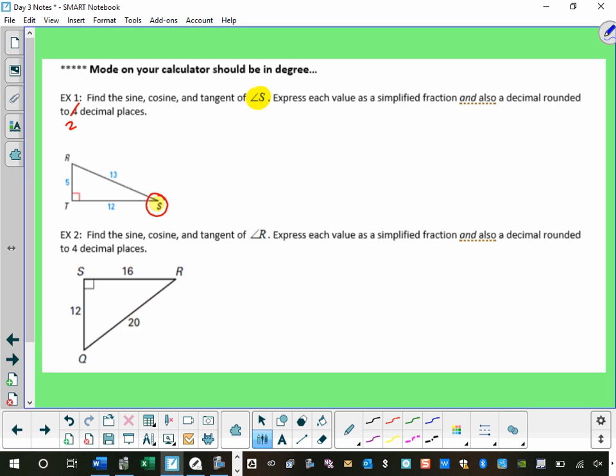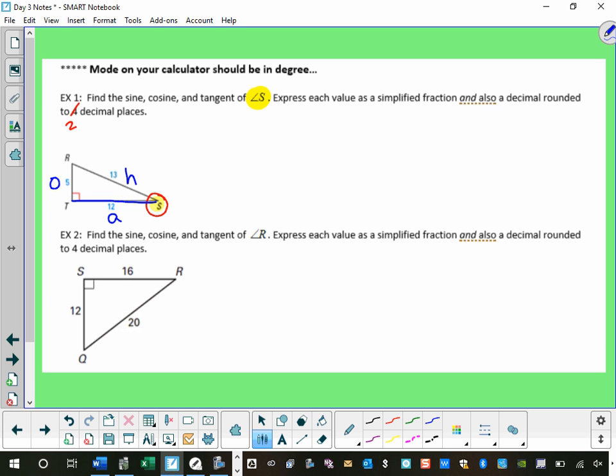We need the opposite, adjacent, and hypotenuse of this triangle. Let's start with the hypotenuse. Is it 5, 12, or 13? 13. We can all agree on that, right? Now, opposite and adjacent. Which one is opposite of angle S? 5. And which one is adjacent? 12, because that side is touching angle S. Does that make sense? This is adjacent to angle S because it's touching it. 5 is opposite because it's on the opposite side of angle S.